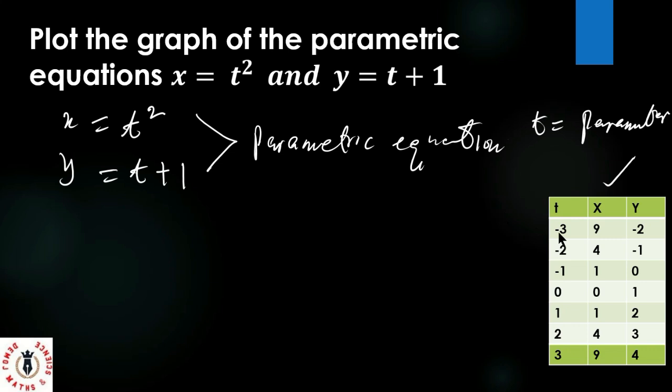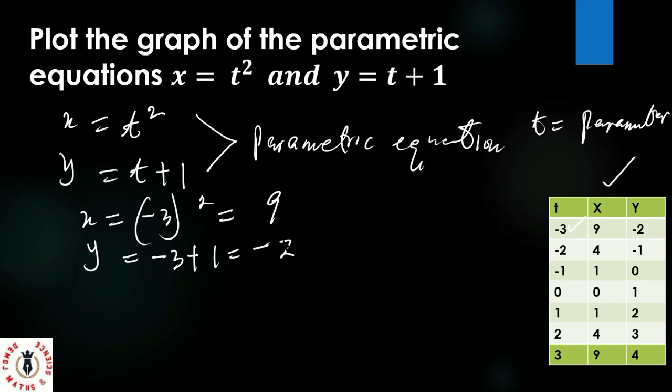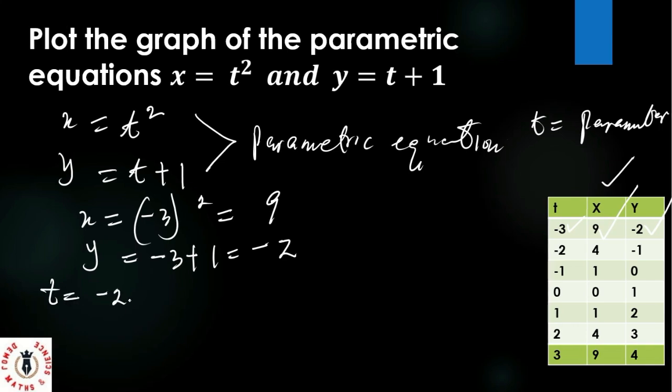The first item you see here is when t is equal to minus 3. When t is equal to minus 3, x will be equal to minus 3 all squared, which is equal to 9. And y when t is equal to minus 3 will be equal to minus 3 plus 1, which is equal to minus 2. At the time when x is equal to 9, my y is minus 2.